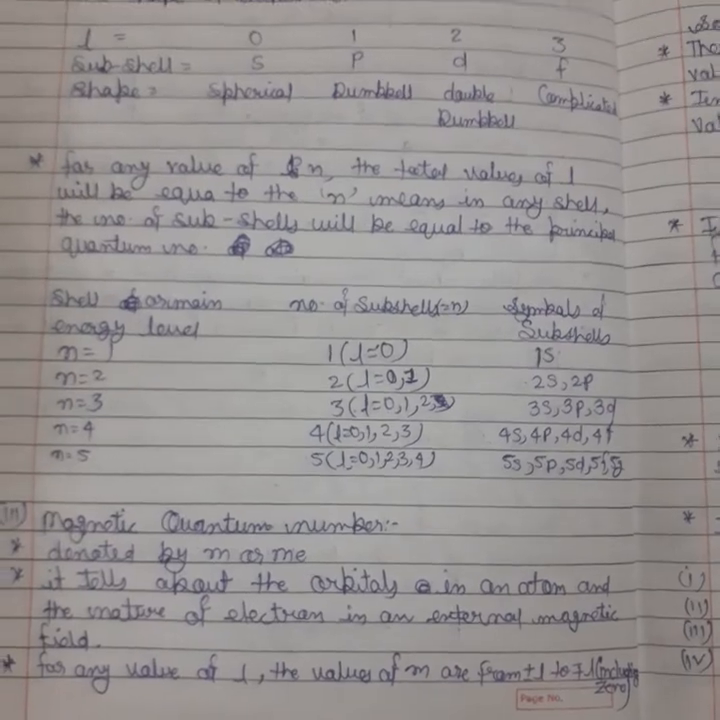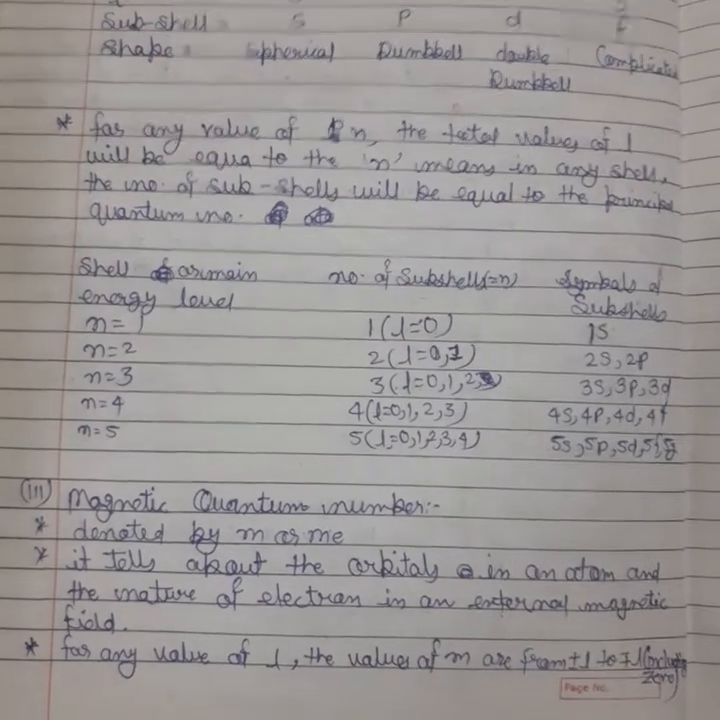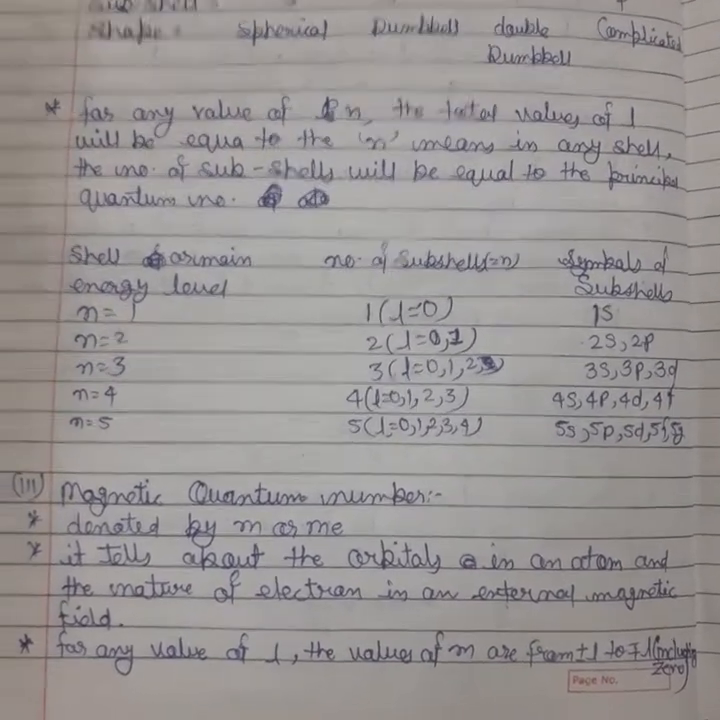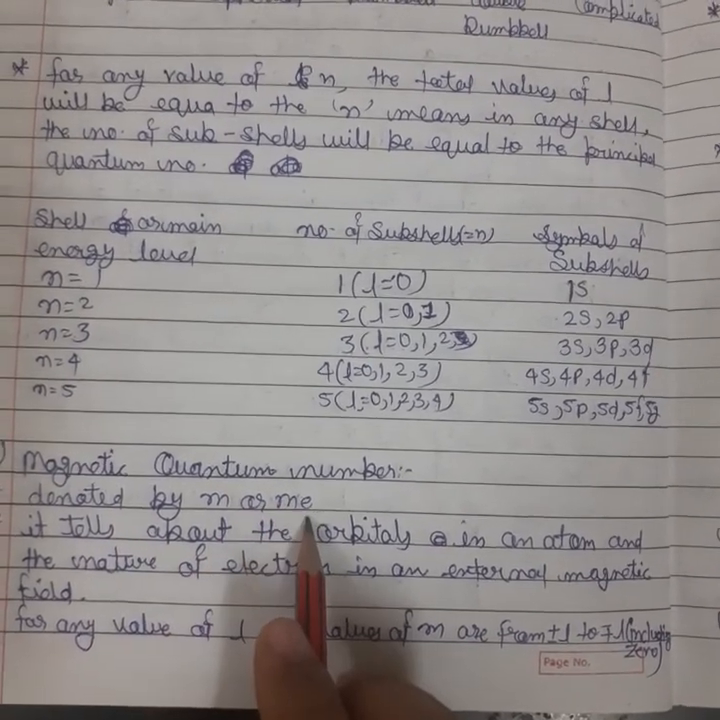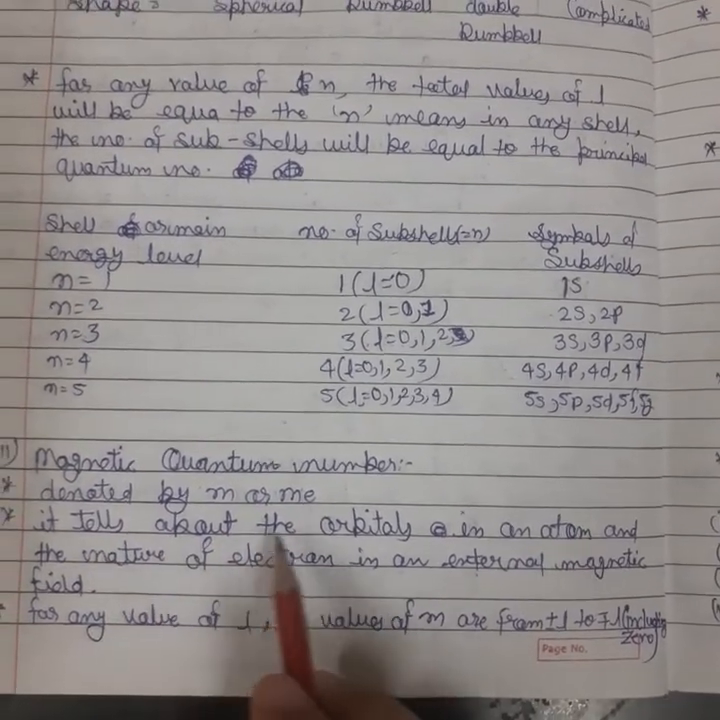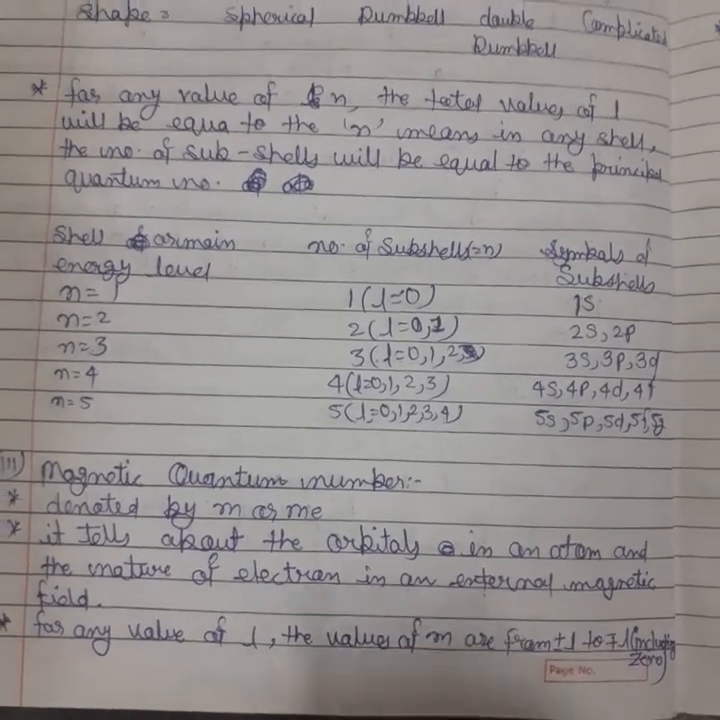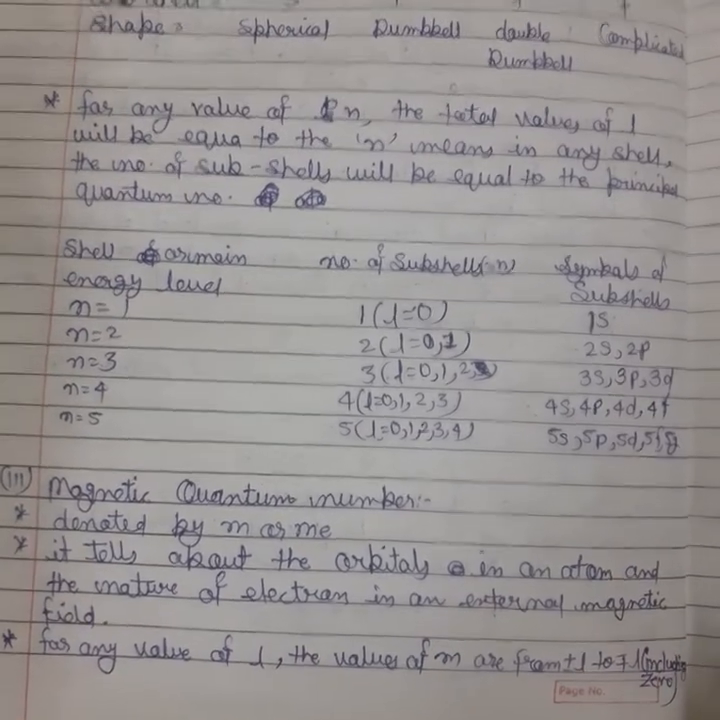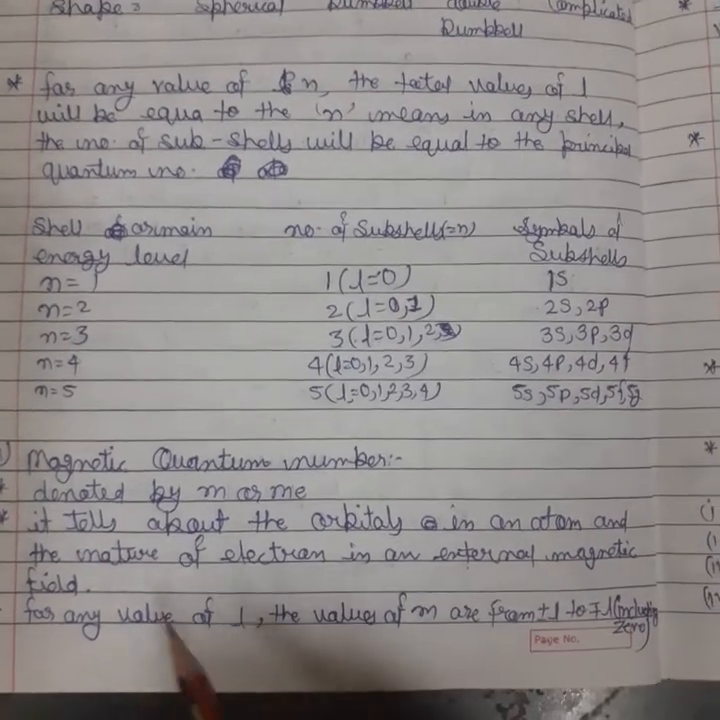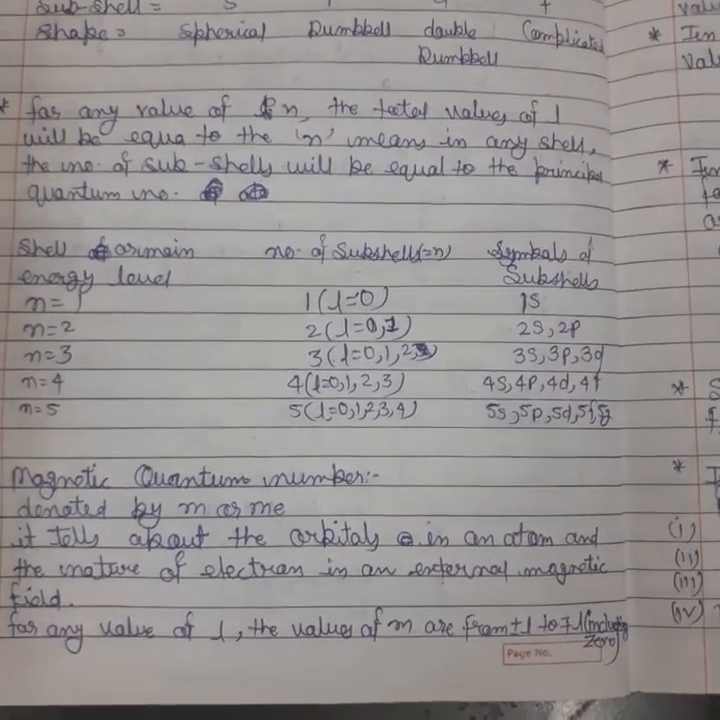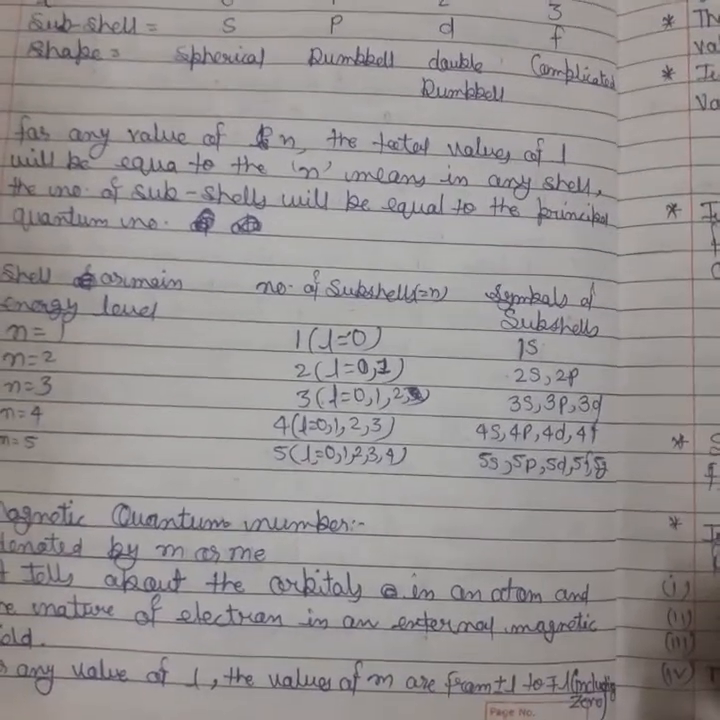So that is the azimuthal quantum number. After the azimuthal quantum number comes the magnetic quantum number. The magnetic quantum number is denoted by m or m subscript l. It tells us about the orbitals in an atom and the nature of the electron in an external magnetic field. Without going into complicated language, I will just explain that the magnetic quantum number shows us the orientation of the subshell or the orientation of the orbitals.